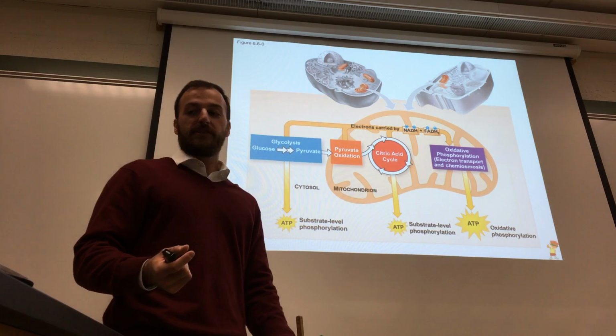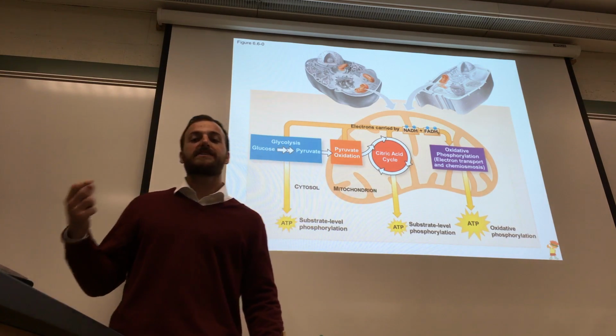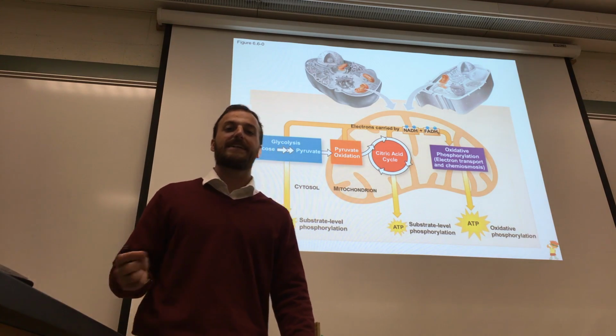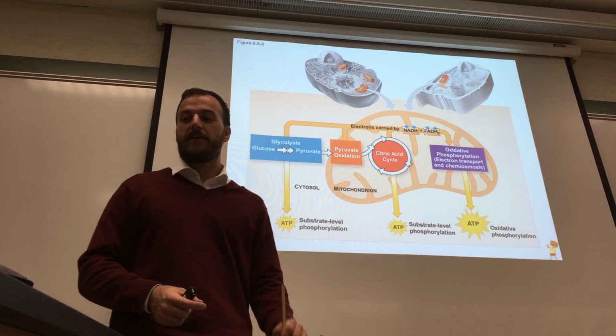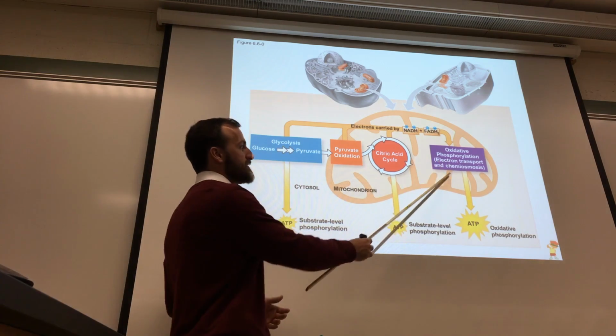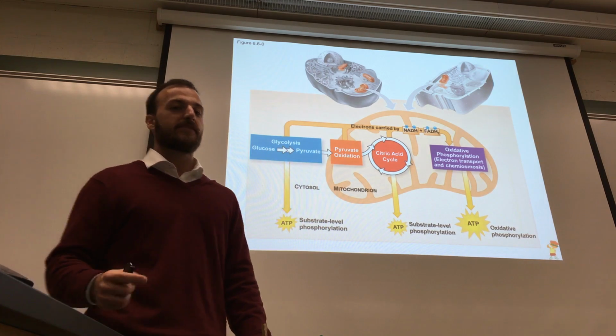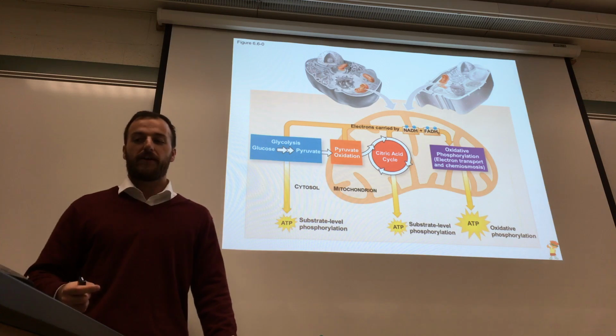the mitochondria. Our citric acid cycle, those important enzymes are going to be housed in the matrix of the mitochondria. And finally, oxidative phosphorylation, we know, is going to take place somewhere in the inner membrane of our mitochondria, but more on that later.